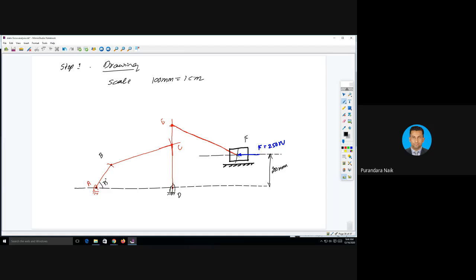Next, give numbers to the links: 1, 2, 3, 4. Fourth link is D to E. Please make a note. Note D to E is single link. That is link number 4.